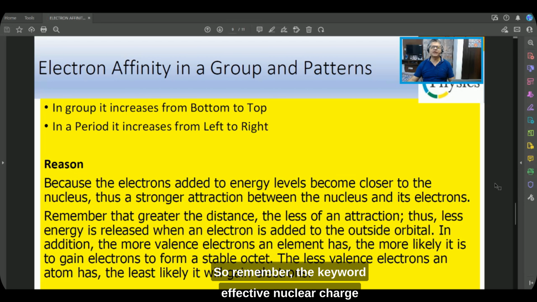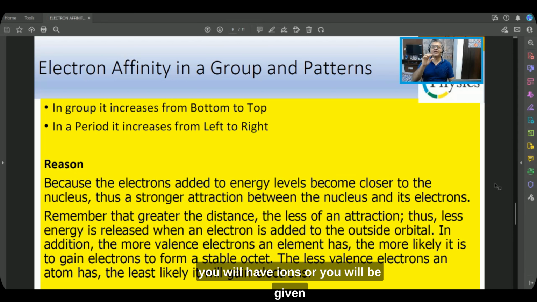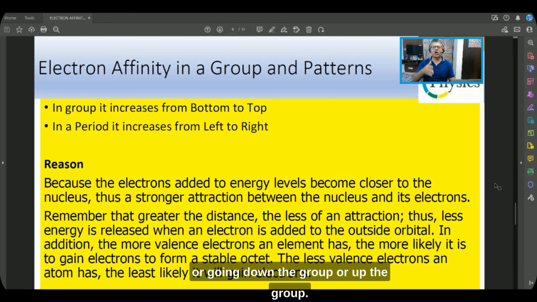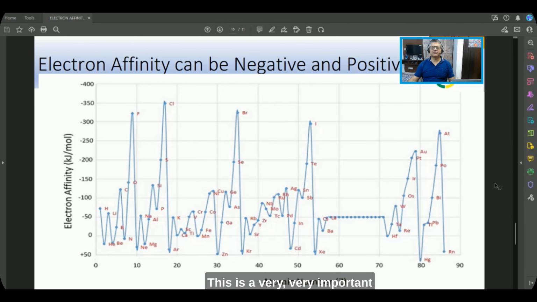So remember, the keyword effective nuclear charge is a very, very important factor in deciding an increasing or decreasing trend. You will be given questions in the examination where you will have ions, or some neutral atoms, and they will ask you to arrange them in increasing or decreasing order. Please notice very carefully whether it's across a period, going down the group, or up the group, and then decide your answer accordingly. Alright, this is a very, very important graph for you to understand.